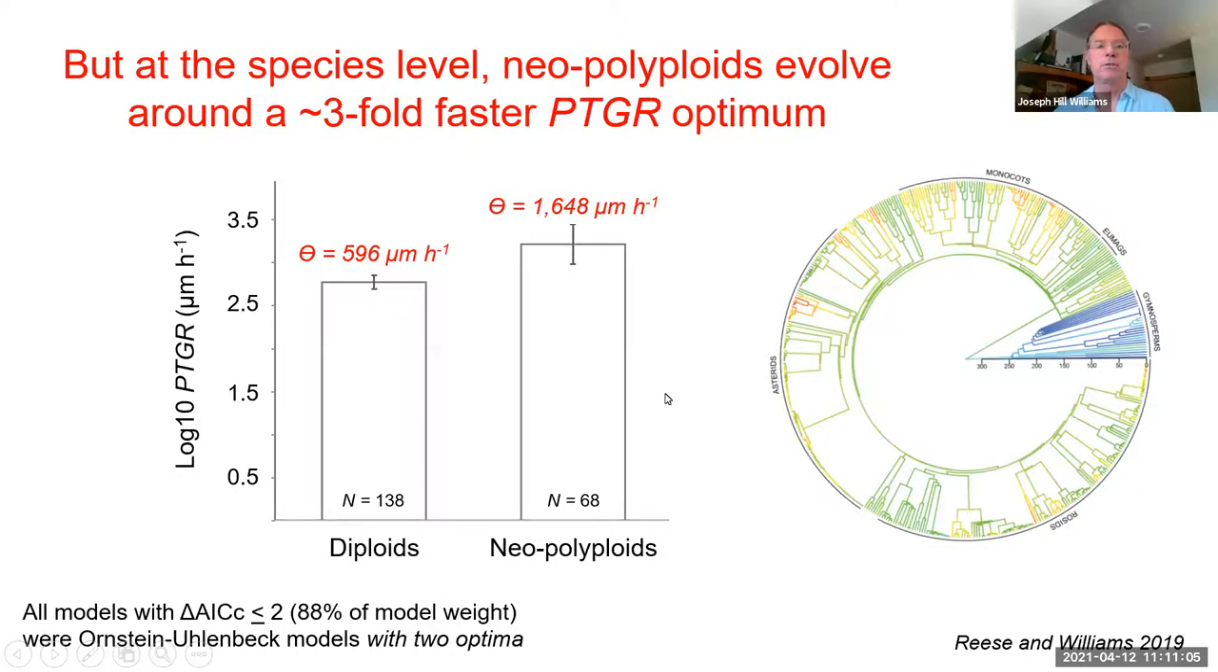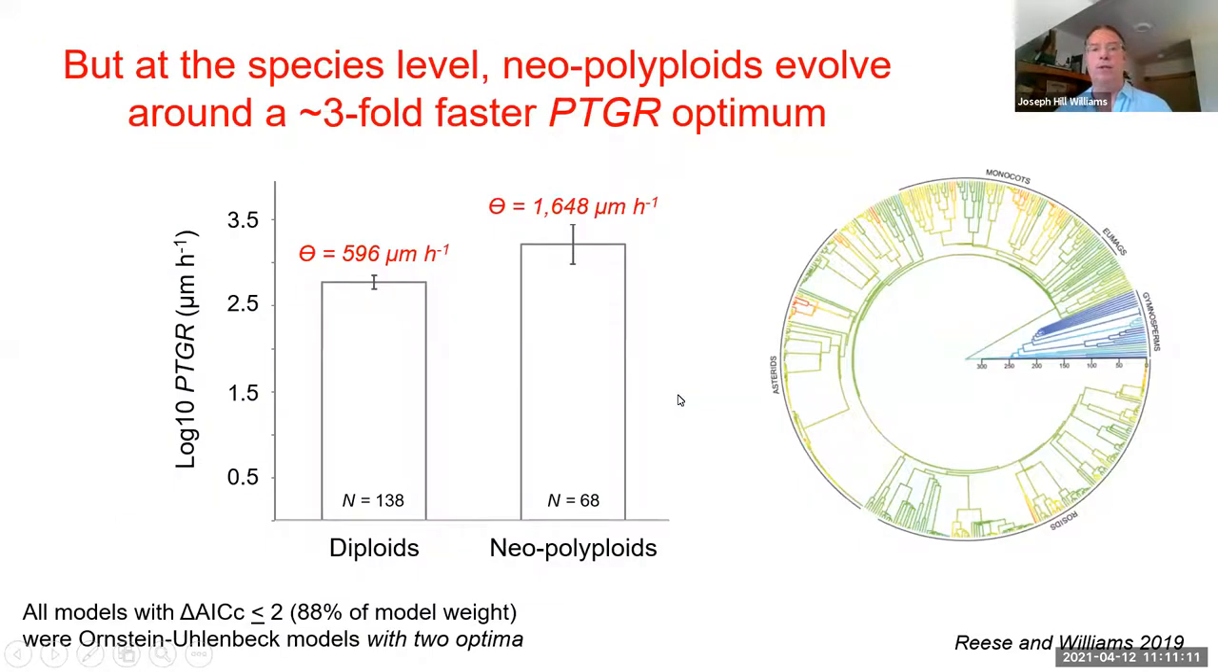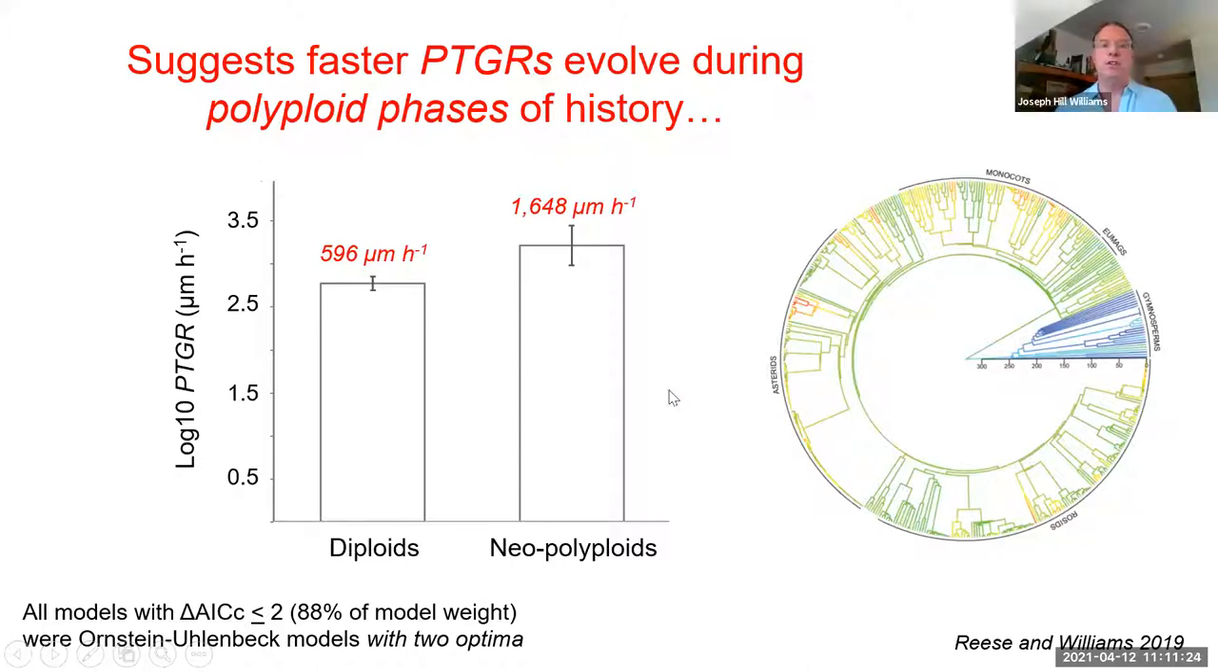So that's interesting because at inception, it looks like there's not much of an effect, but when you get out to the species level, there's a lot more effects. We didn't classify what kinds of polyploids we were looking at, autopolyploids, allopolyploids, hexaploids, et cetera. But it does suggest that faster pollen tube growth rates are evolving during polyploid phases of history.